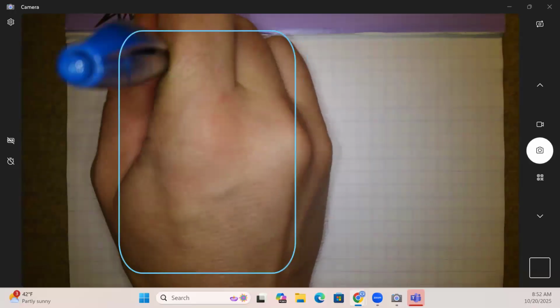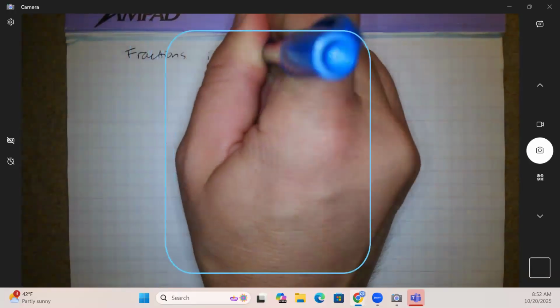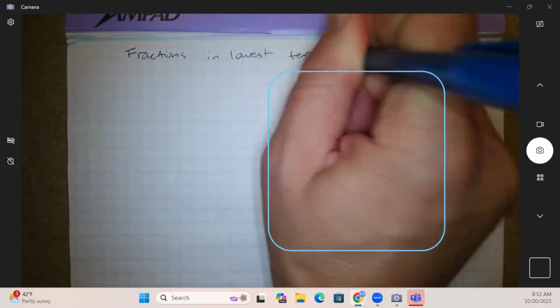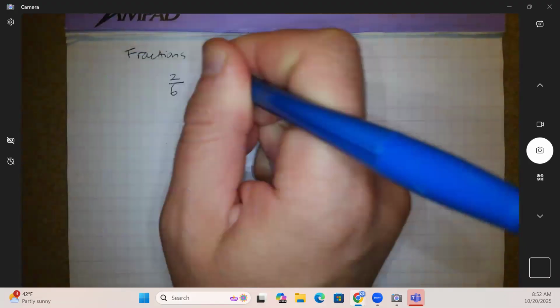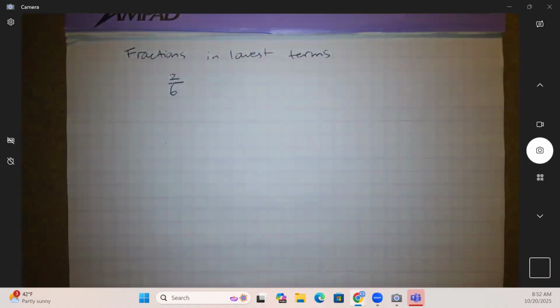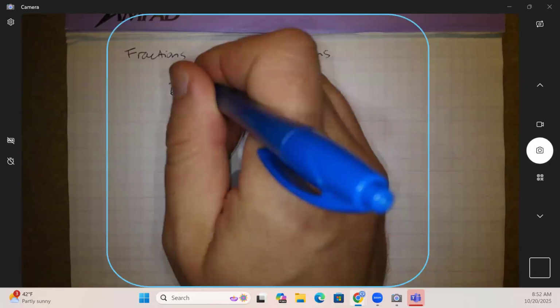Fractions in lowest terms. It's important to be able to do this. This is kind of the opposite of the usefulness. Like, if I say I have 2/6, is that fraction in lowest terms? No, but who cares? It's still 2/6, right? It's 2 out of 6. It's that piece of the pie.